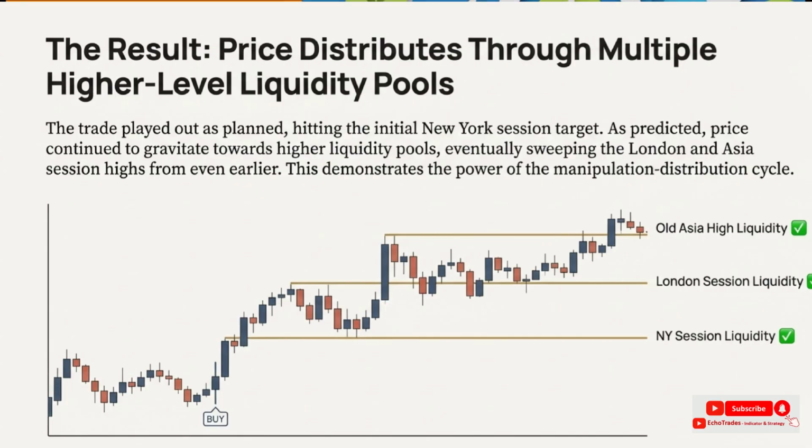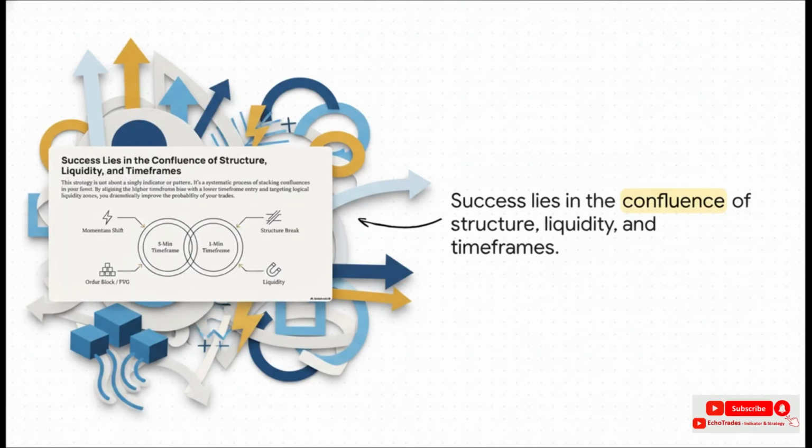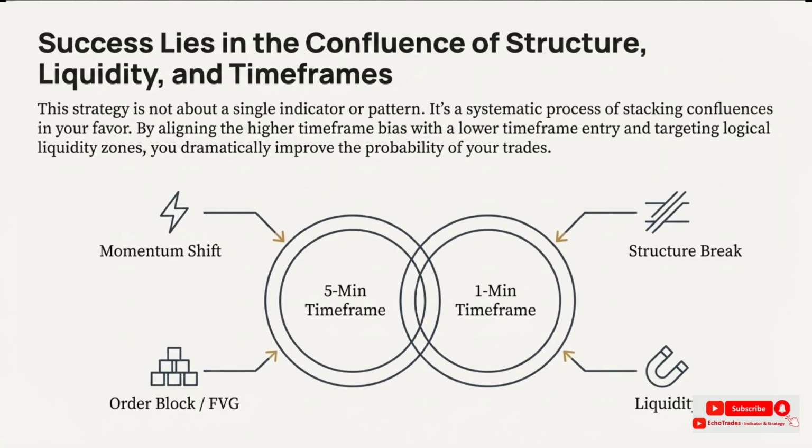So why does this work so well? Let's wrap things up by really hammering home the core idea here, because it's not about any single one of these things. It's about how they all work together. The real secret, if you can call it that, is confluence. It's just a fancy word for combining a bunch of high probability things all at once. We're taking a momentum shift on our big picture chart, we're getting final confirmation on our zoomed in chart, we're entering at a really key price level, and we're targeting a logical money-filled area. That's it. We're just systematically stacking the odds in our favor.